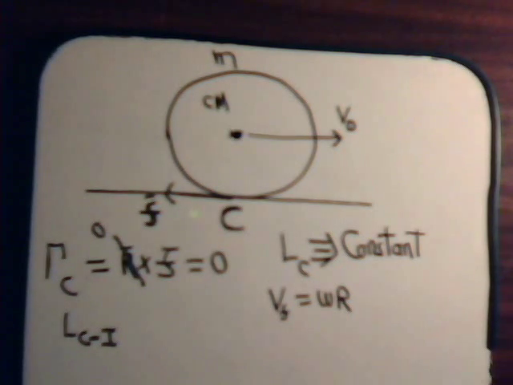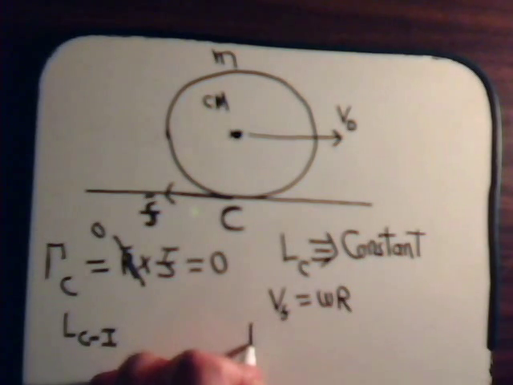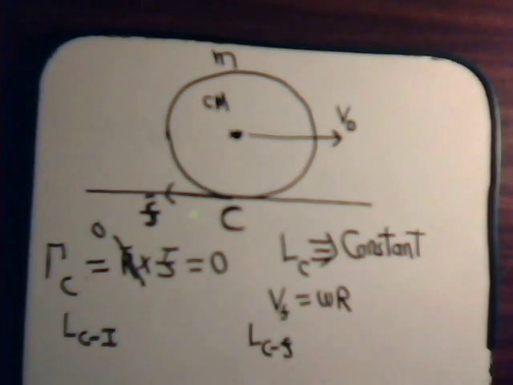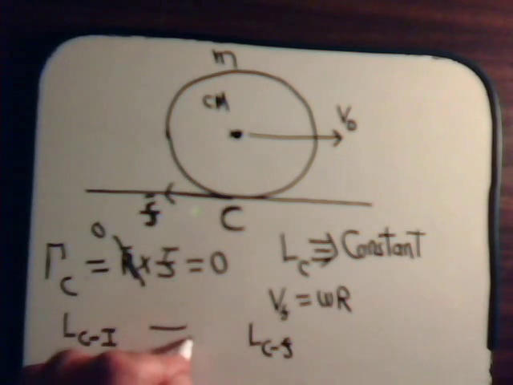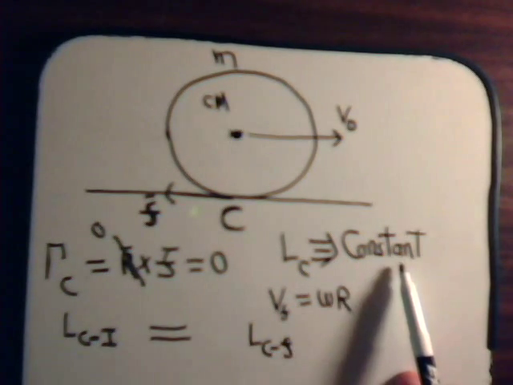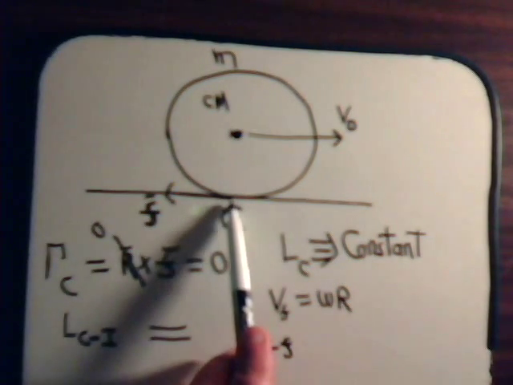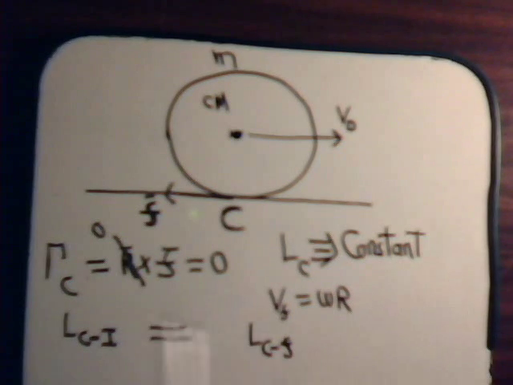At that time, it will have a certain angular velocity at point C. We'll call that the final angular velocity. So now let's determine exactly what is this and what is this, knowing they have to be equal to each other. Because the angular momentum about this contact point C is constant. Because the torque about that contact point C is 0.